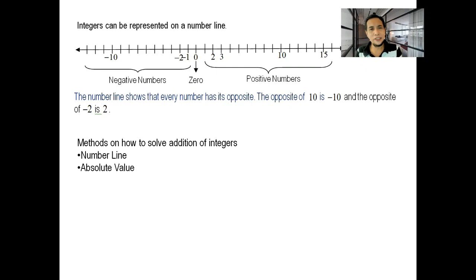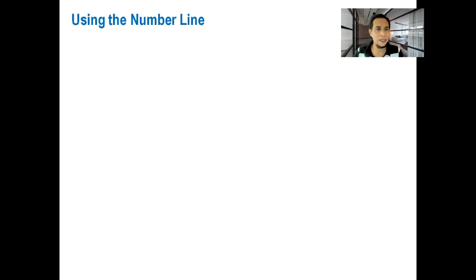But in order to solve for the addition of integers, there are methods. One method is by the use of the number line, and the other one is by the use of absolute value. We will discuss one by one. Let's start with using the number line. We know that we have a real number line.